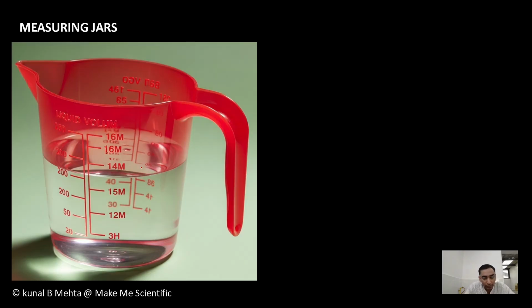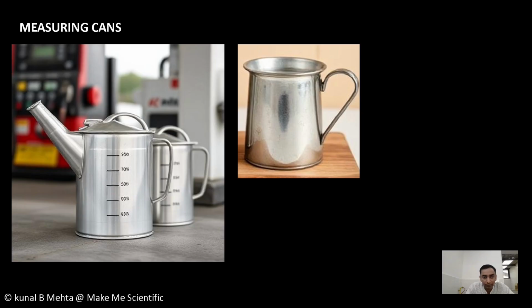These are measuring jars. Same thing, instead of glass, they are made up of plastic and they have graduations. These are the measuring cans, which are mostly found at petrol pumps, right? So they are also used to measure the volume.